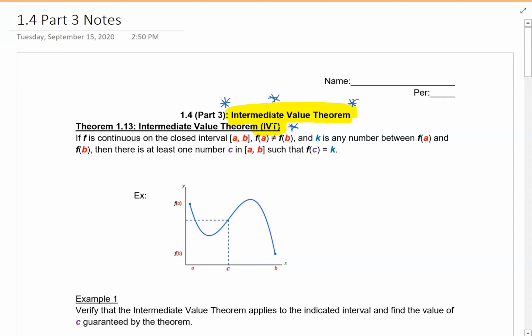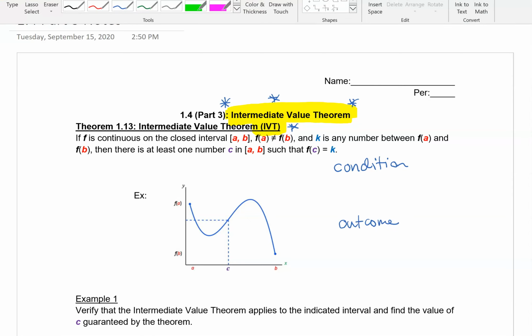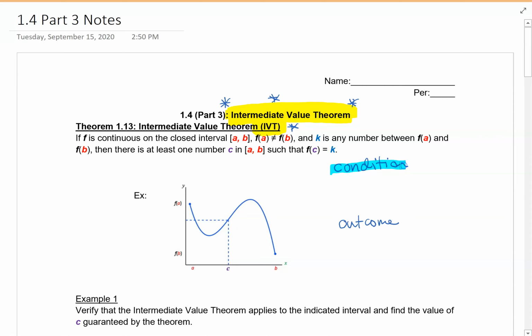Okay, now when you're talking about any theorem in calculus, it's important that you keep two things in mind: what the condition of that theorem is, and what the outcome of that theorem is. So what is the condition for the intermediate value theorem? The condition is that the function we're talking about has to be continuous on a closed interval. So if ever you are proving anything that requires the intermediate value theorem, you must always begin by confirming that the function meets the condition. Okay?